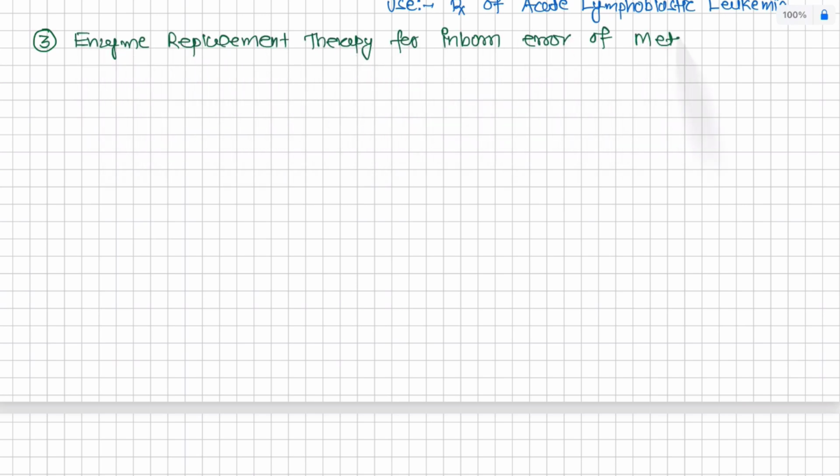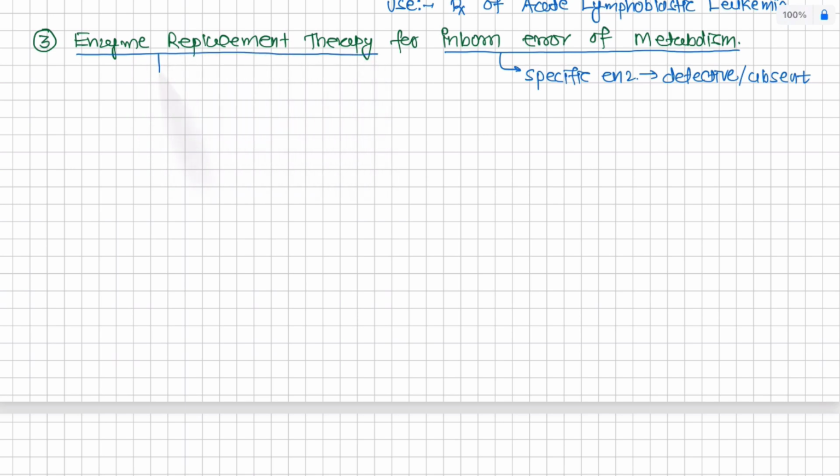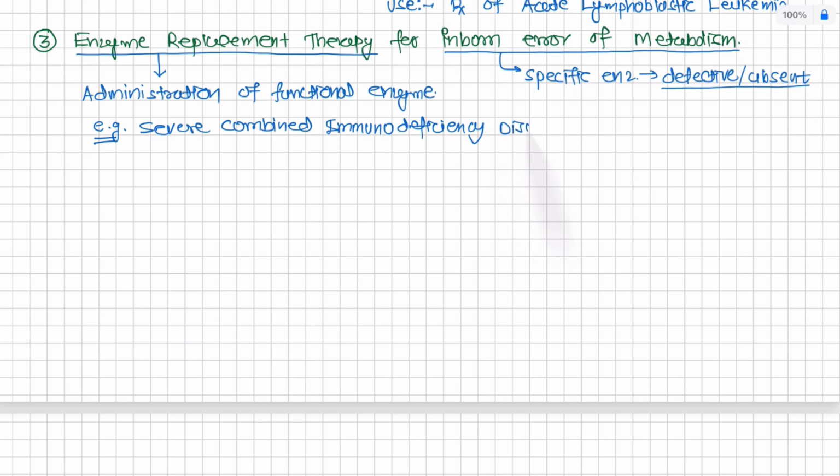Now let's discuss another important application, enzyme replacement therapy for inborn errors of metabolism. These inborn errors of metabolism are genetic disorders where a person is born with a specific enzyme which is either defective or absent. So, what is enzyme replacement therapy? It's the therapeutic administration of a functional enzyme to compensate for a genetically defective or absent enzyme in the body. Let's look at a specific example. Severe combined immunodeficiency disorder or SCID. In this condition, the deficient enzyme is adenosine deaminase or ADA.